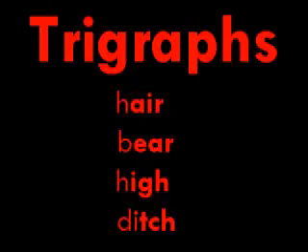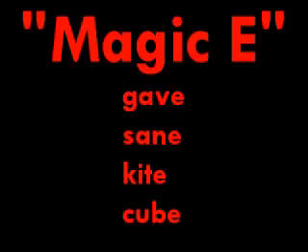7. Trigraphs. These are 3 letters that, when put together, make a new sound. Some examples are hair, bear, high, and ditch. 8. Magic E. These are words that end with an E and make the vowel before it in the same syllable say a long vowel sound. Some examples are gave, sane, kite, and cube.